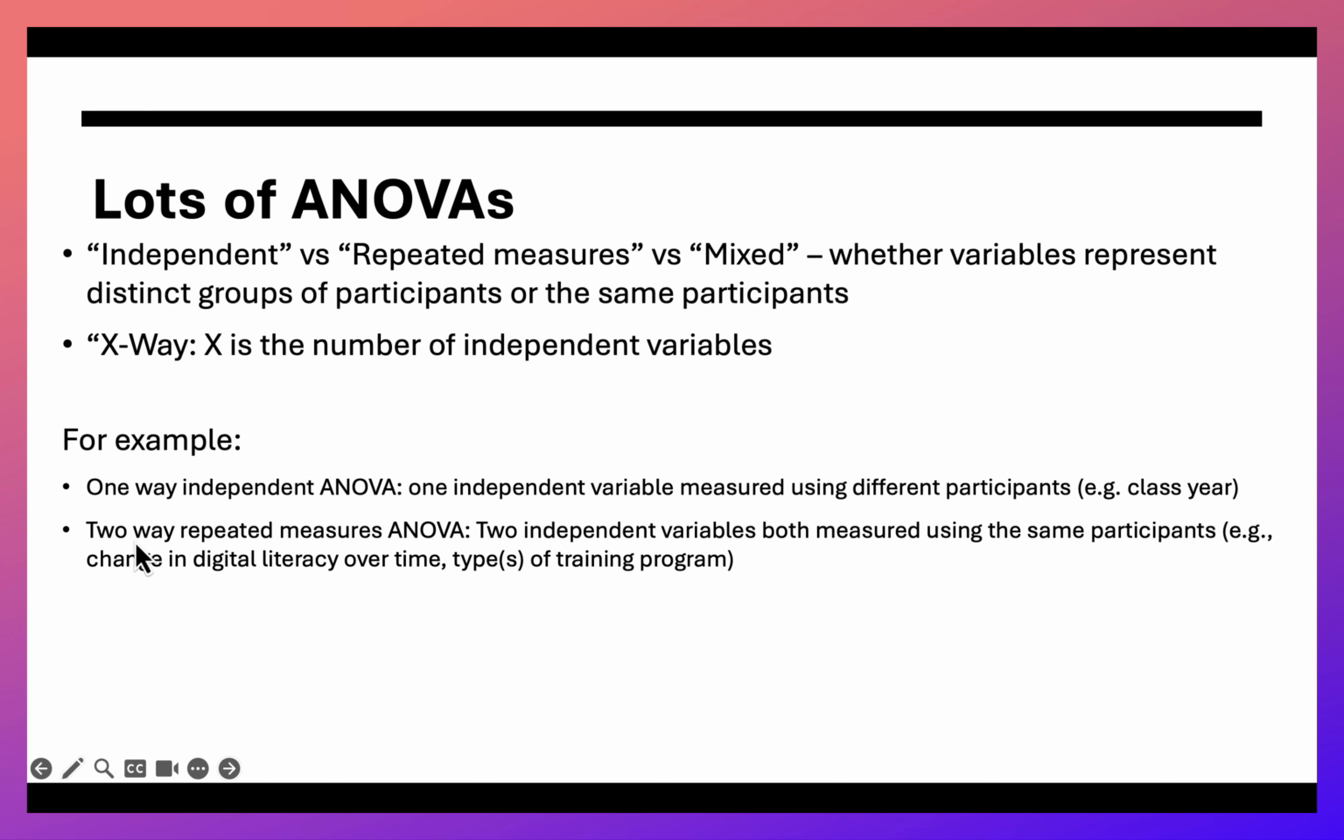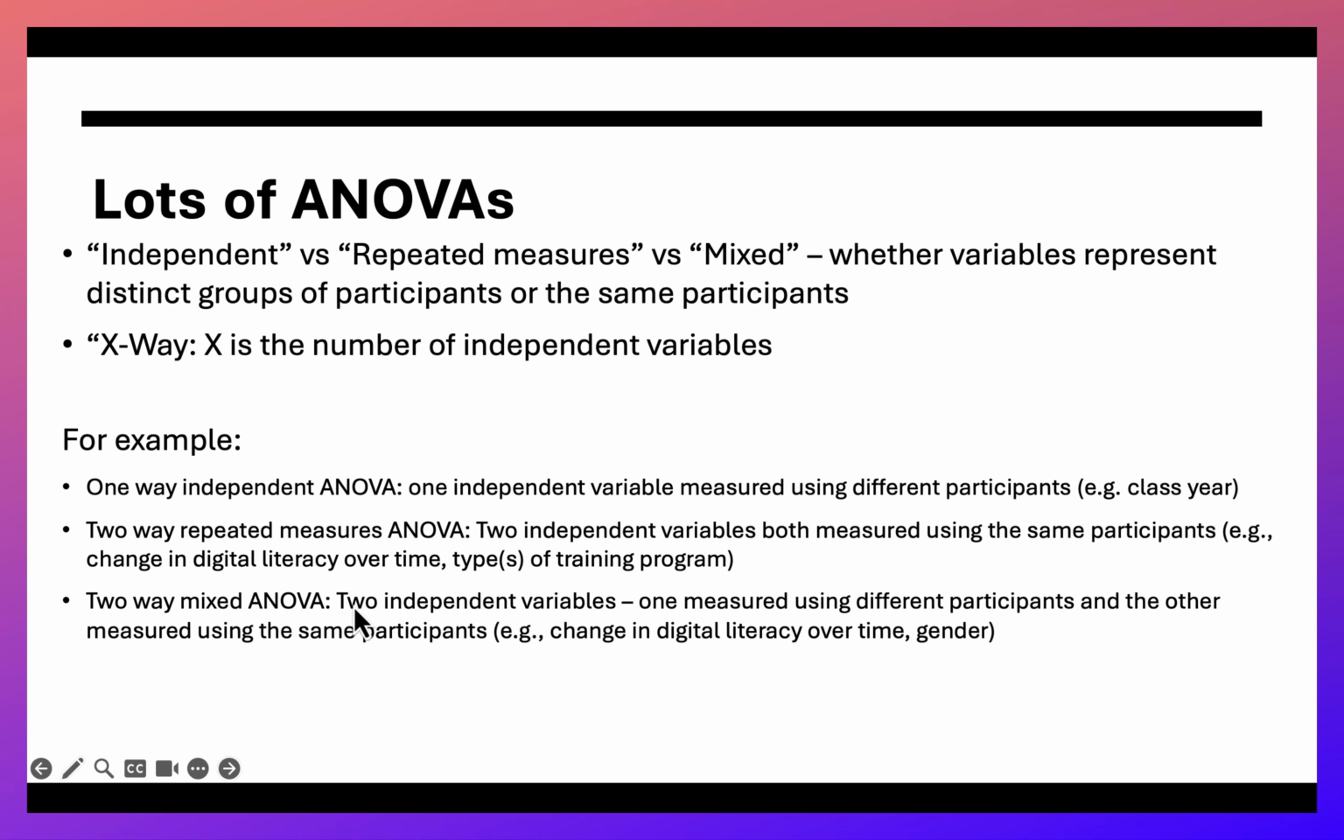So let's say I wanted to do a two-way repeated measures ANOVA. Going up here again, helping us understand two-way, that's two independent variables, both measured on the same participants, right? So maybe we could look at change in digital literacy over time, students' self-reported digital literacy over time. And we could look at how maybe that interacts with the types of training programs they participated in. So that would be a two-way repeated measures ANOVA.